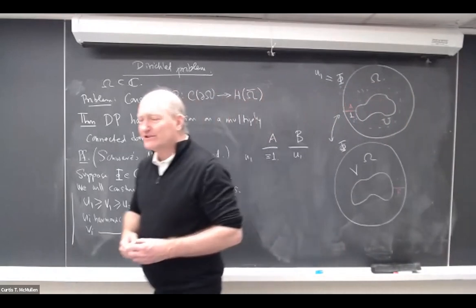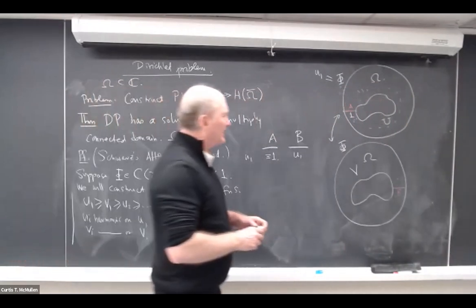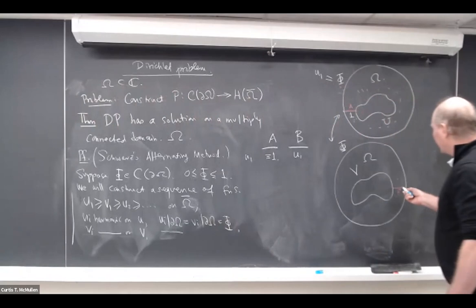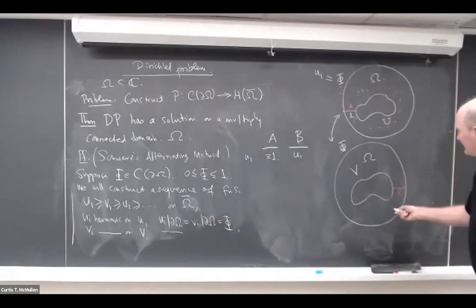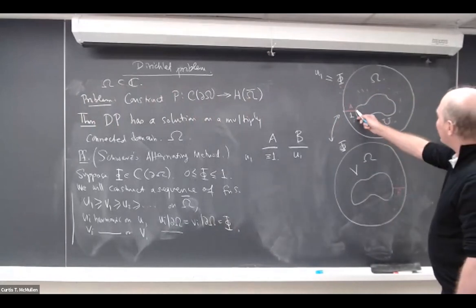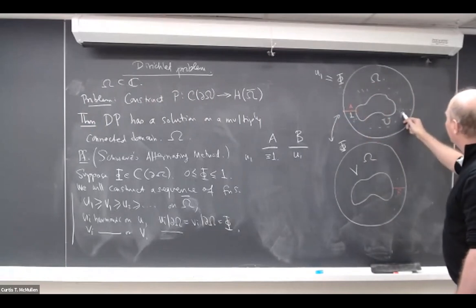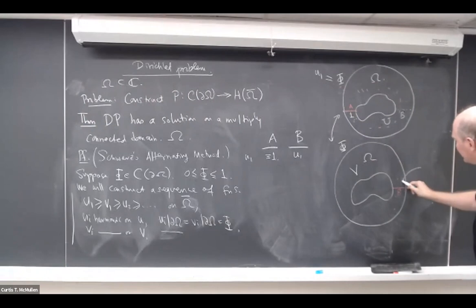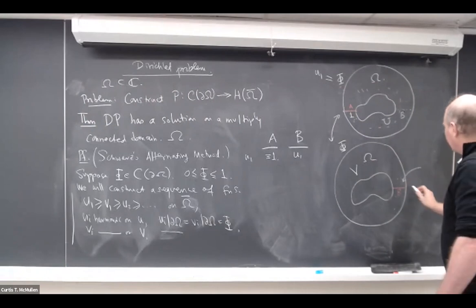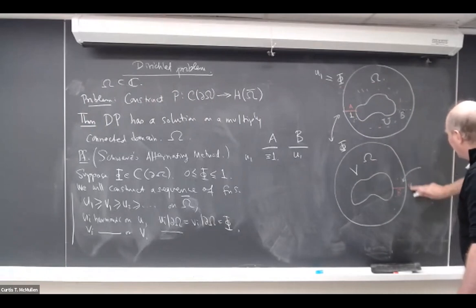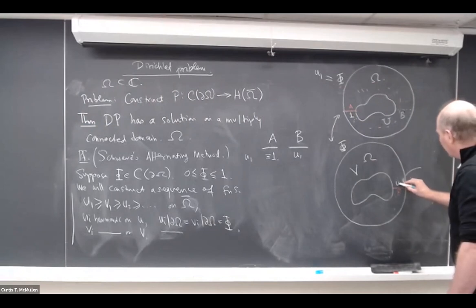Okay, but now that we're started, it's pretty clear how to proceed. We now have to solve a boundary value problem on V. What we do is take the answer that we got from U1 on B, and feed it into the Dirichlet problem for V. So here we have V1, and we let V1 be U1 on B.